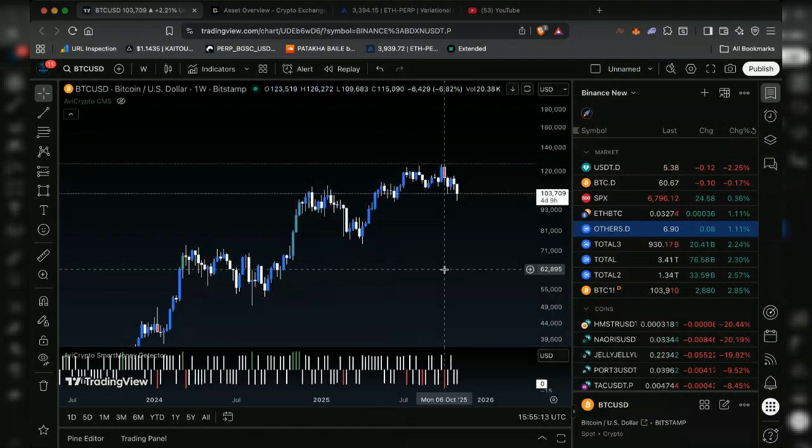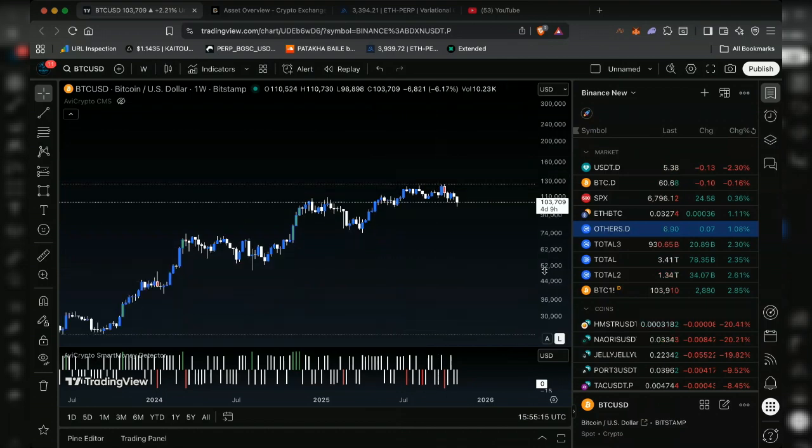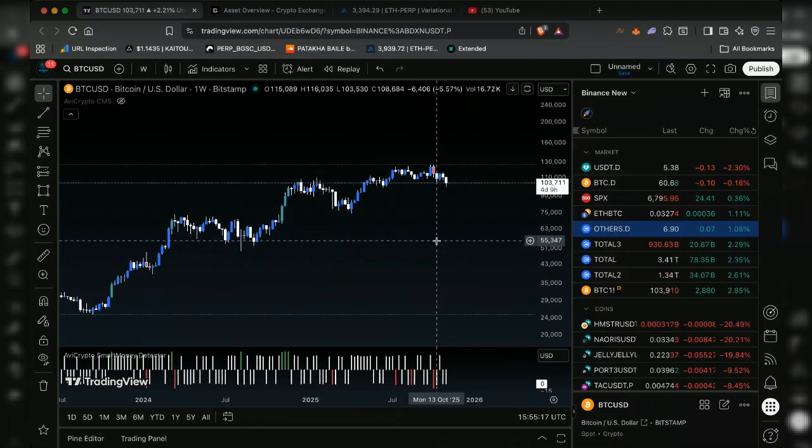Now, this is a weekly Bitcoin chart, and this is a Bitstamp chart. What is the difference? A lot of people do not even know the difference between a Bitstamp or USD chart and a USDT chart. The USD chart, that is the Bitstamp, Coinbase, or Bitfinex chart. These are spot charts. They give you the data for spot buying and selling.